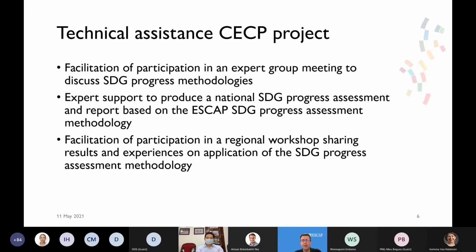Under the CECP, the China-funded project, we can facilitate participation in an expert group meeting to discuss SDG progress methodologies. We are able to provide expert support to produce a national SDG progress assessment and report based on the ESCAP SDG progress assessment methodology. And we are able to facilitate participation in a regional workshop, sharing results and experiences on application of the SDG progress assessment methodology. This regional workshop will then be held towards the end of 2022.